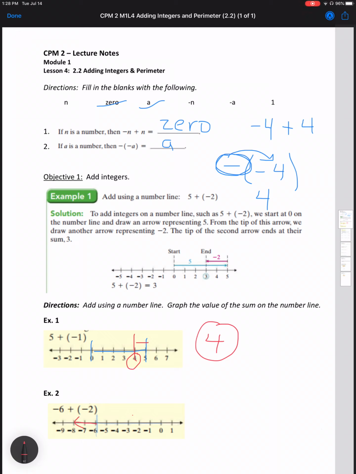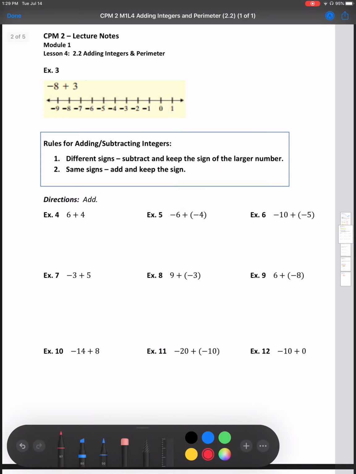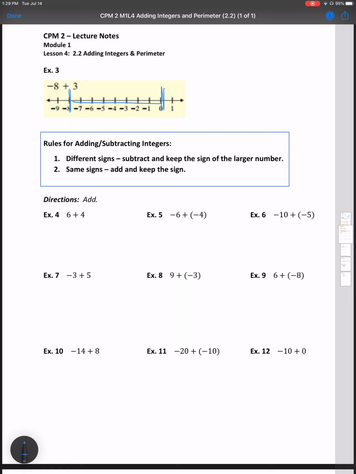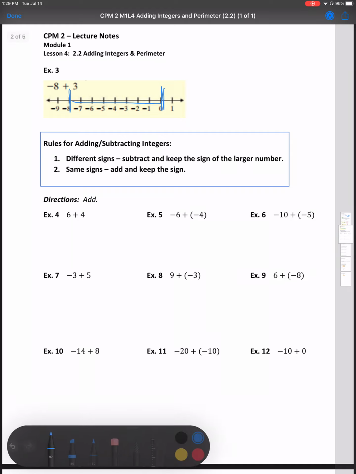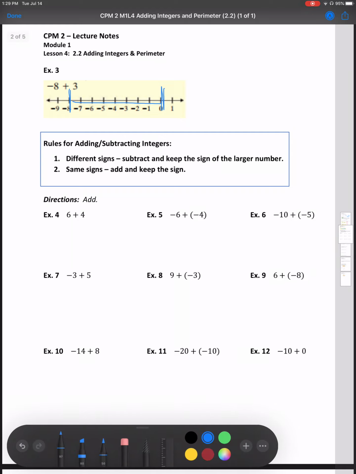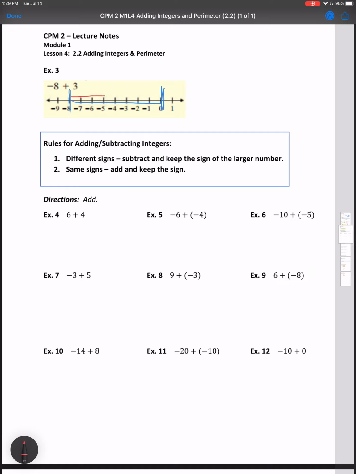Okay, going to the next page, we're going to do one more. So they want us to add negative 8 plus 3. So again, I'm going to start at negative 8. So 0, so find negative 8. I'm going to go to left 8 because it's a negative, so go to left. And then they want us to add 3. So if I add 3, what that means is I'm going to go 1, 2, 3 to the right, which gives us negative 5. So yes, negative 8 plus 3 is negative 5. So that's just kind of giving you the visual of what we're about to continue to talk about.